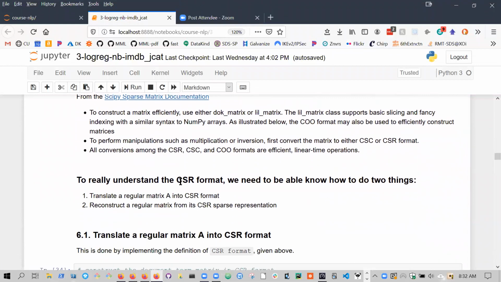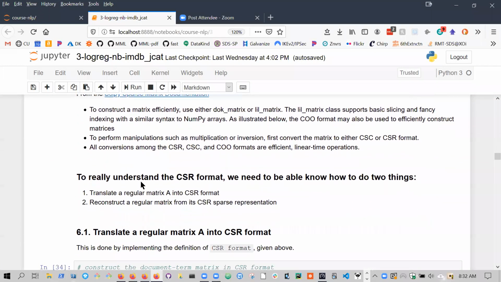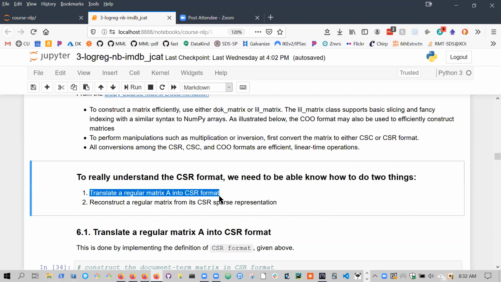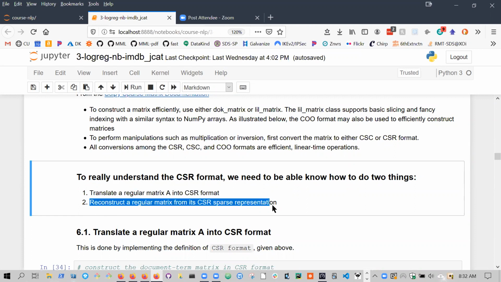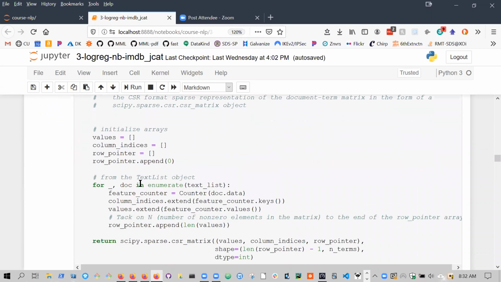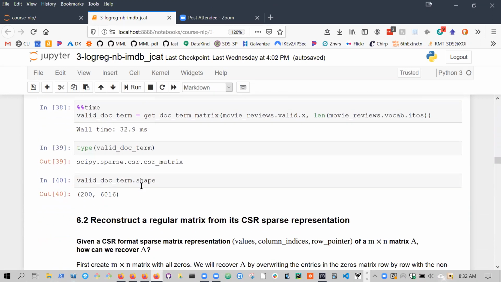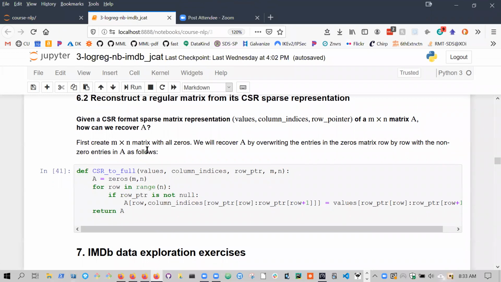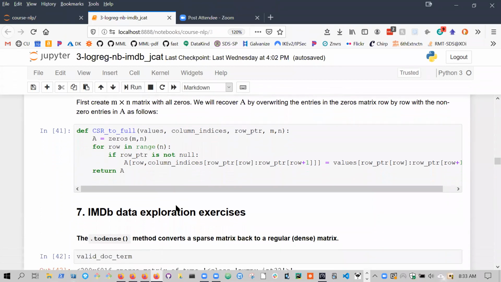All right, so then I go through and I mentioned, if you want to say you really understand the CSR format, you have to be able to do two things. You have to be able to translate any regular matrix A into CSR format, and we just gave a prescription for how to do that. And then the other way is to go from the other direction. If you've been given a CSR representation, you have to be able to go back and reconstruct the regular matrix from that. So I've written how to do that here. I've written some functions that do that for us. I won't go through all that, but according to our definition of what the CSR matrix representation is, you can write a function to translate back and forth, and that's what I do here. I won't go through it here.